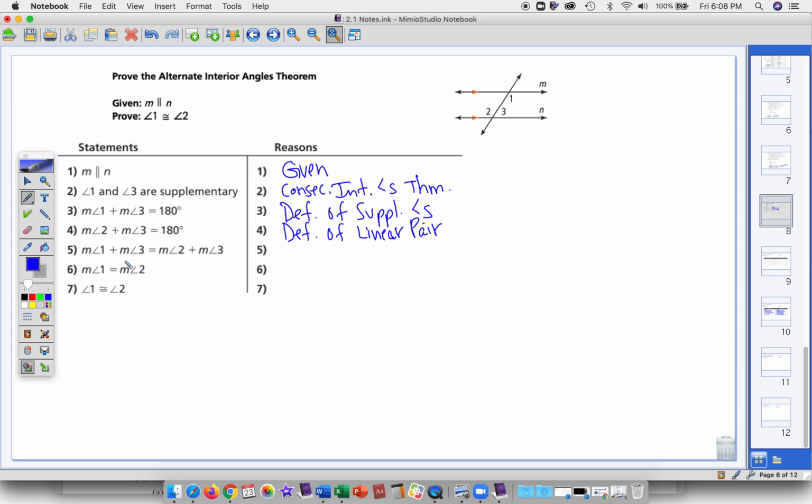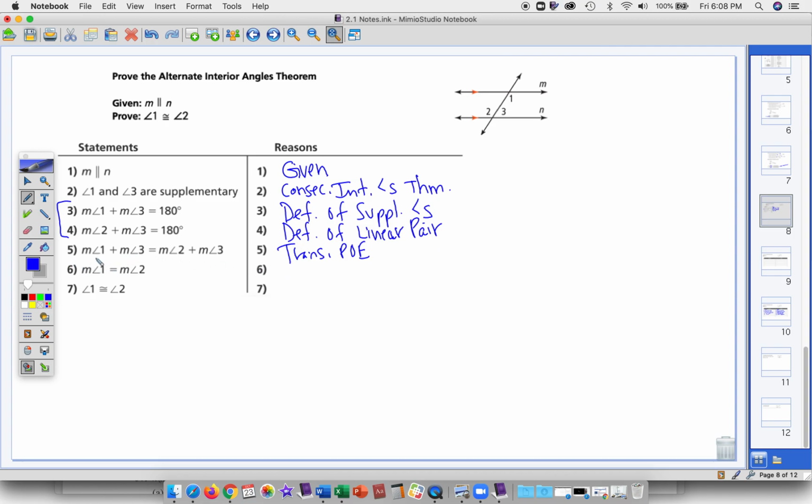Okay, line 5. We have the measure of angle 1 plus the measure of angle 3 equals the measure of angle 2 plus the measure of angle 3. If you look at lines 3 and 4, it's as though we put these two together, and what allows us to do that? The fact that both sums equal 180. So here you have two choices. You can use the transitive property of equality, or you could use the substitution property. Either one would be fine here.